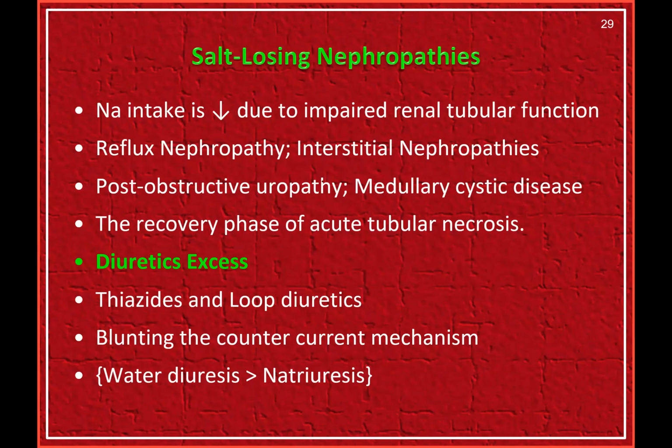So salt-losing nephropathies: what are the conditions? Sodium decrease due to impaired renal tubular function: reflux nephropathy, interstitial nephropathies, post-obstructive uropathy, medullary cystic disease of the kidney, recovery phase of acute tubular injury. All these are causes of salt loss. Excess diuretics, particularly thiazide and loop diuretics, cause loss of sodium, whereas with the other types of diuretics we use, this is less so. Here the culprit is particularly the thiazide diuretic, or the loop diuretics, where we lose sodium, blunting the countercurrent mechanism. So there is water diuresis in excess of natriuresis.